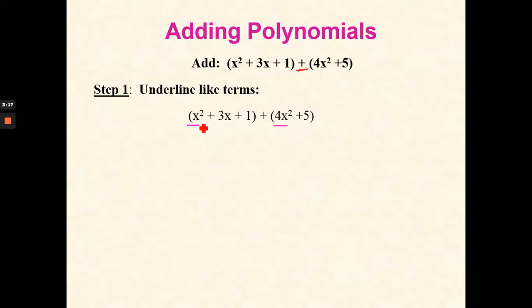So we have there x squared and 4x squared. They have the same variables with the same exponents. They are like terms. What else? We have 1 and 5. They are both constants. We do not have terms that are similar to 3x. So we can only combine x squared with 4x squared, and 1 with 5. Always remember that the coefficient here is 1.